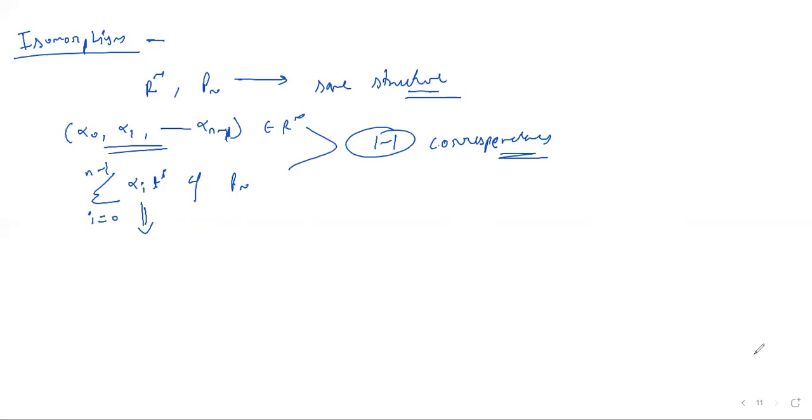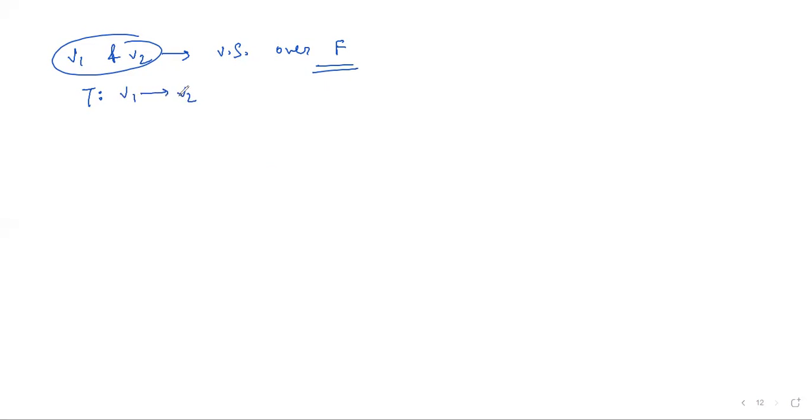Okay, so for isomorphism, let's say we have two vector spaces V1 and V2 over the same field F. Then a mapping T from V1 to V2. We'll understand this topic in a deeper way in the linear transformation topic, the mapping term. Let's just consider here that I am saying it is a linear mapping.